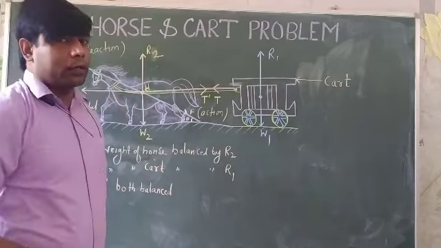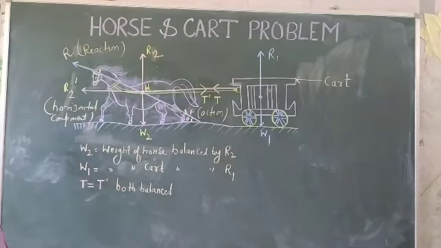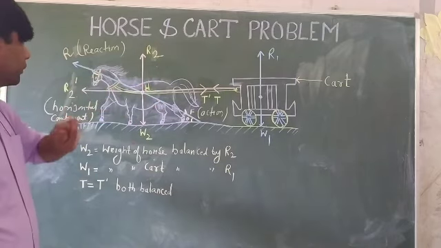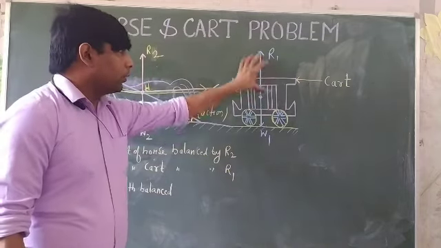The horse will not move in an upward direction. In which direction is the horse moving? It is moving in the upward direction. See what is happening. The weight of the horse is balanced by R2, and the weight of the cart is balanced by R1.